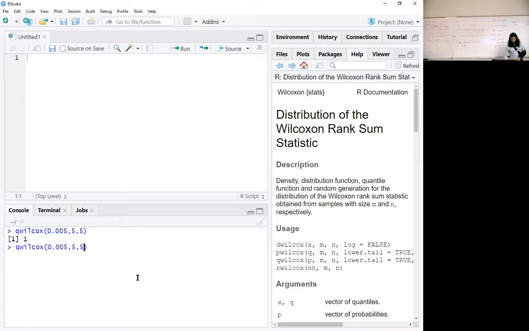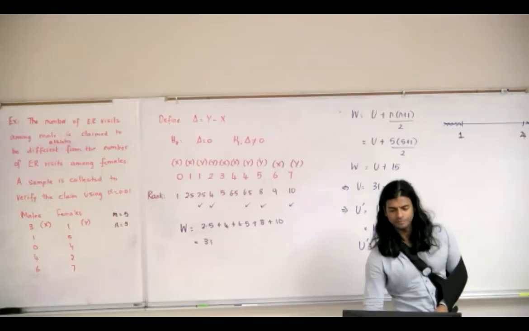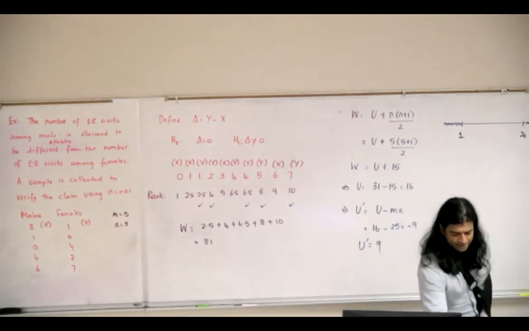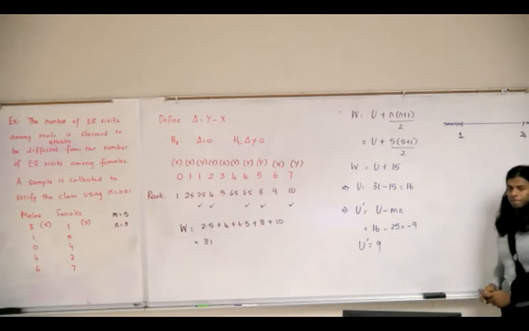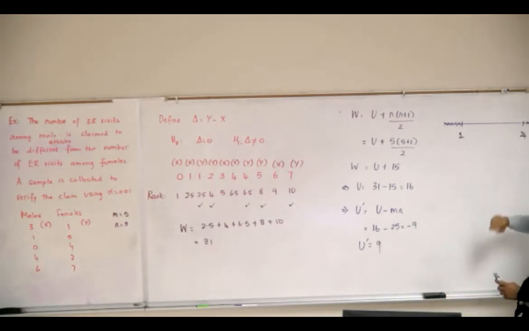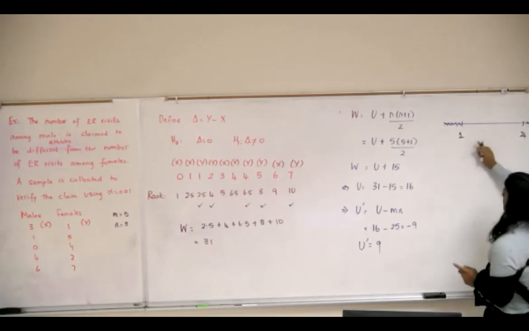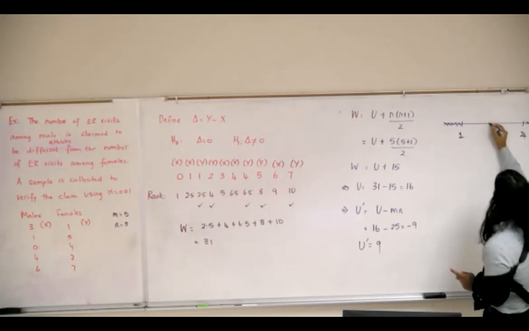Another way of doing it, change that to 1 minus 0.005, area below the right critical value, I get 24. Really doesn't matter. So 1 is over here, 24 over there. Where does the critical value lie? Does it lie in the rejection region? Excuse me, where does the test statistic lie? So 9 perhaps somewhere over there.